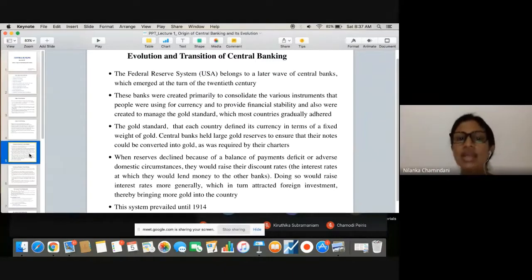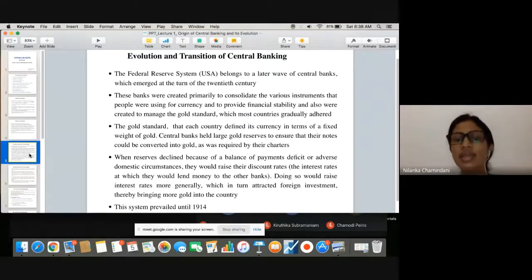So the gold standard is a particular manner that they manage their monetary system, which most countries gradually adhered to. In the USA they started this system, and then gradually the other countries also started to follow this gold standard system, right? Now let's see what the gold standard is.